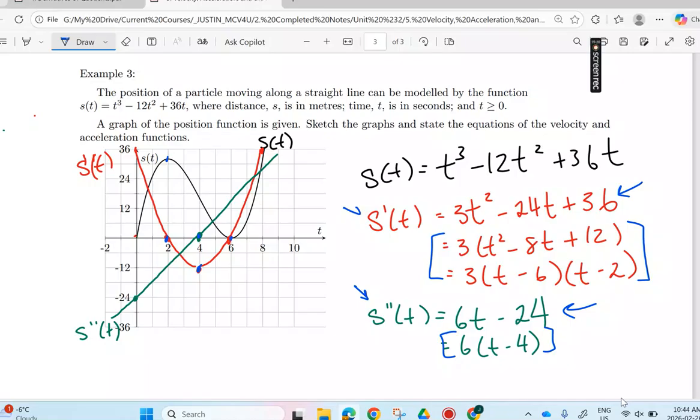So the first derivative will be 3t squared minus 24t plus 36. I factored out the common factor, factored it, and I get t equals 6 and t equals 2, which are indeed the exact two points where the x-intercepts should go. That is where the original function had a slope of 0. And then same thing with the second derivative, I factored it. So for the green graph, t equals 4 is the x-intercept. Again, that is where the slope of the first derivative is 0.